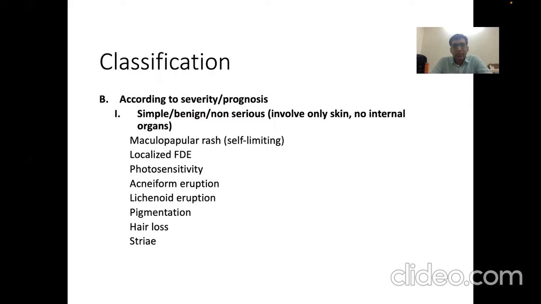According to the severity of prognosis, the first type is simple, benign, or non-serious, involving only skin, no internal organs. Maculopapular rash is most common, self-limiting, localized fixed drug eruption, photosensitivity, acneiform eruption, lichenoid eruption, pigmentation, hair loss, or striae.